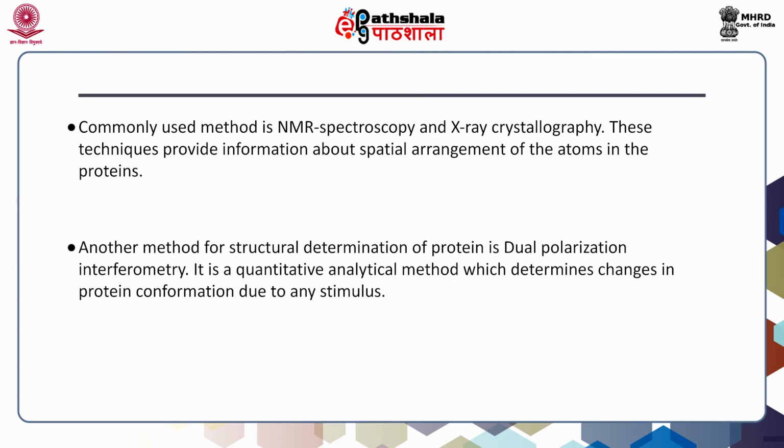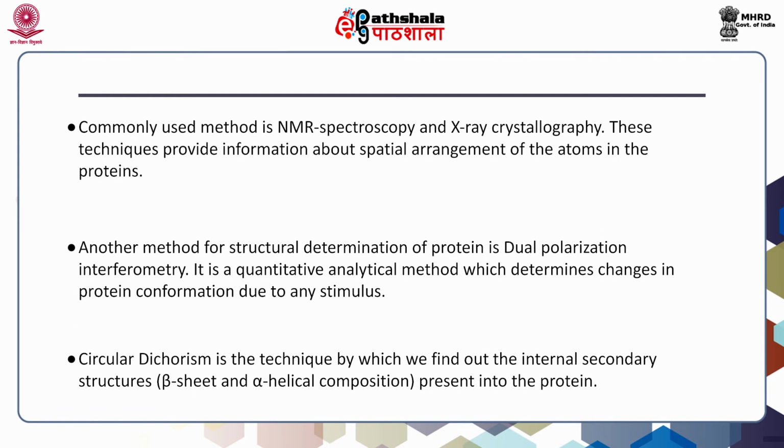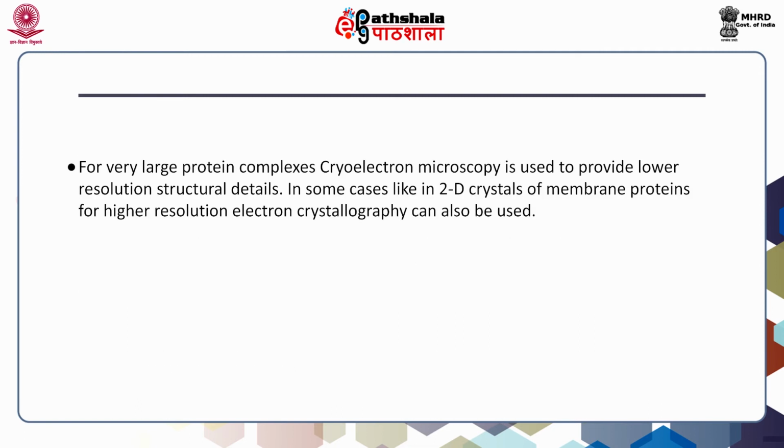Another method for structural determination of protein is dual polarization interferometry. It is a quantitative analytical method which determines changes in protein conformation due to any stimulus. Circular dichroism is the technique by which we find out the internal secondary structure, the beta sheet and alpha helical composition present in the protein. For very large protein complexes, cryo-electron microscopy is used to provide lower resolution structural details. In some cases, like 2D crystals of membrane proteins, electron crystallography can also be used for higher resolution.